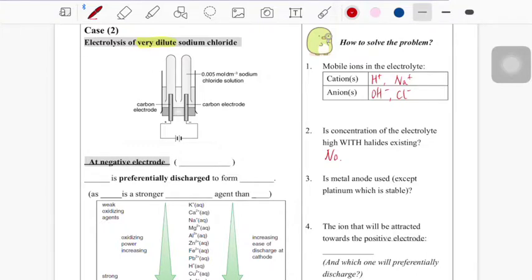And then the next question, we need to consider the nature of the electrode. According to the diagram, in this case, we use carbon electrode, which is an inert electrode. So we could answer no for this one.